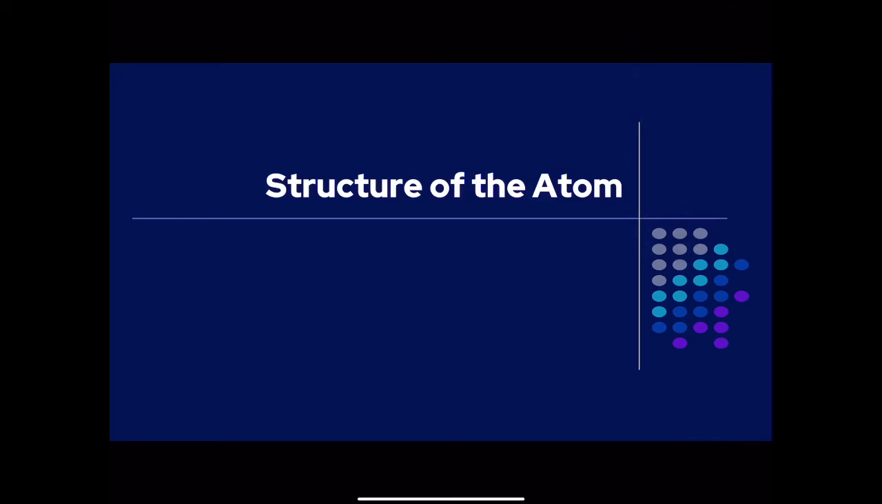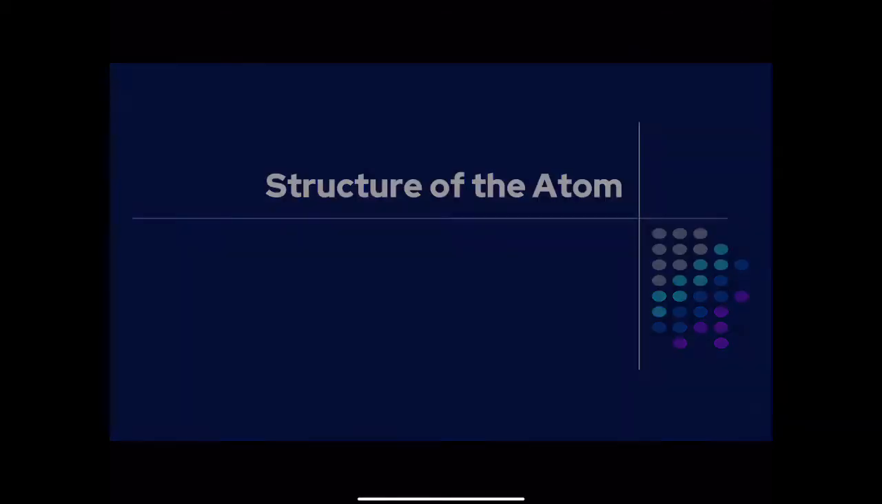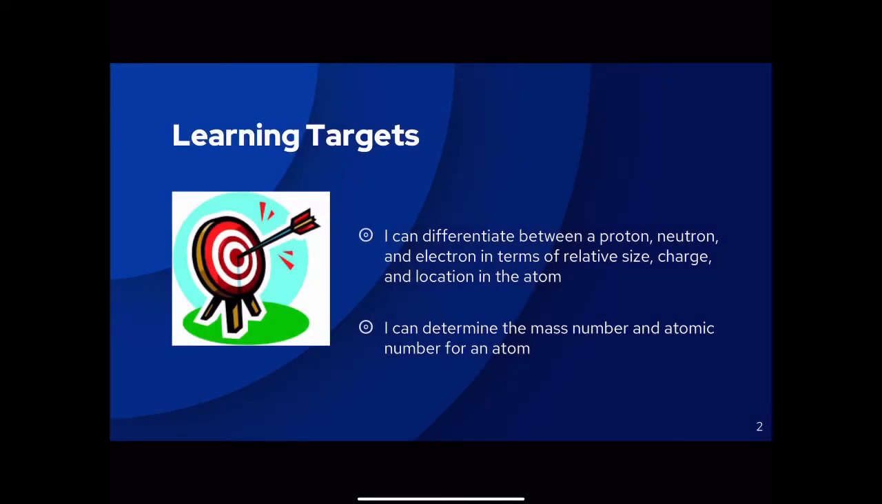The topic of today's lesson is atomic structure. Our learning targets include being able to differentiate between protons, neutrons, and electrons in terms of their relative size, charge, and location in the atom. You'll also be able to determine the mass number and the atomic number for a particular atom.